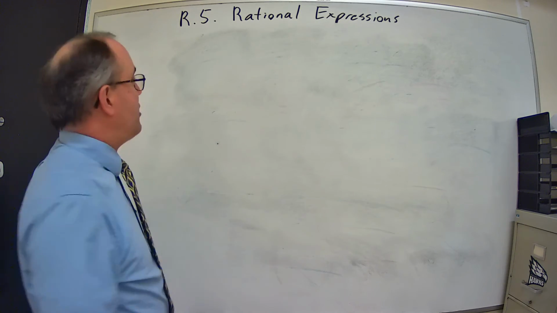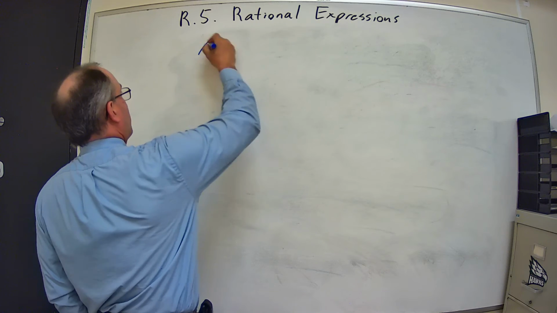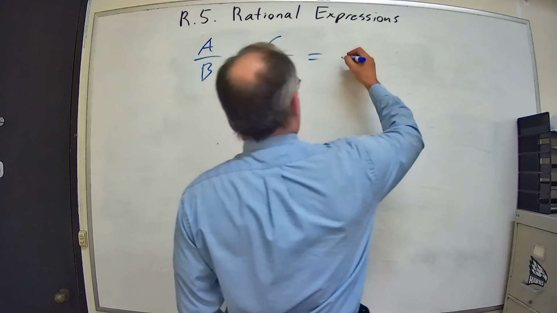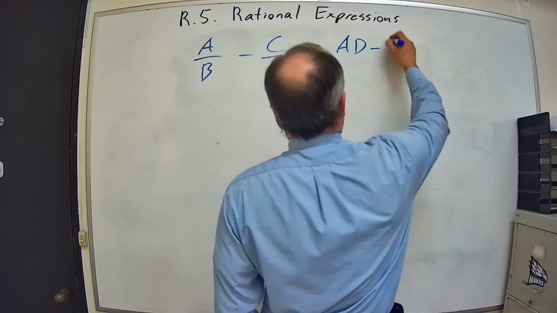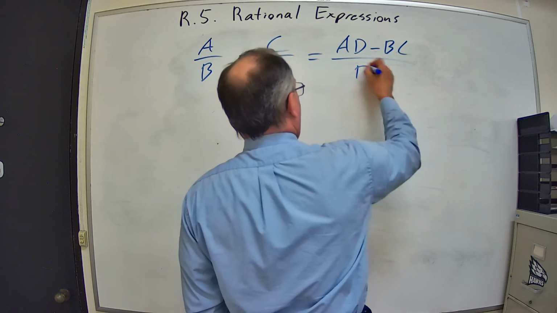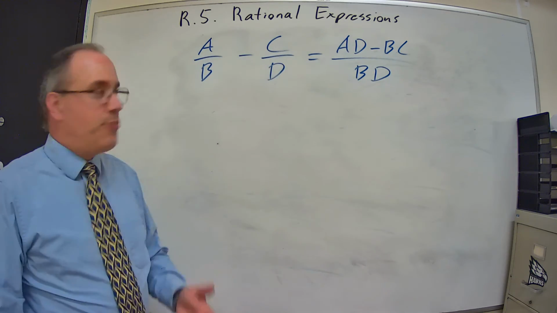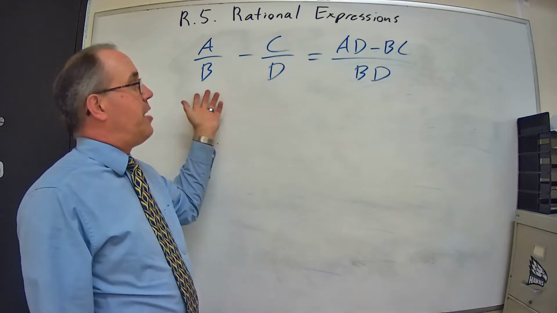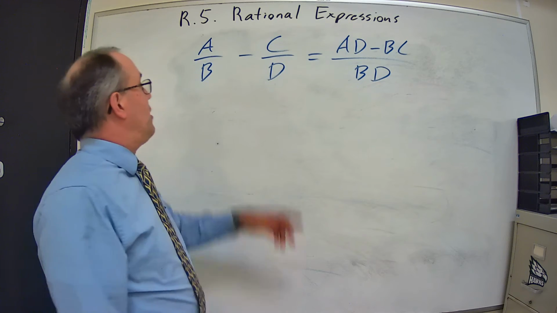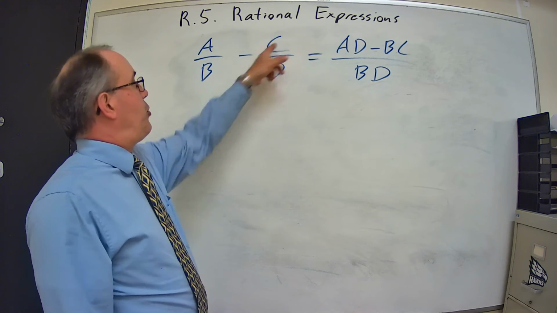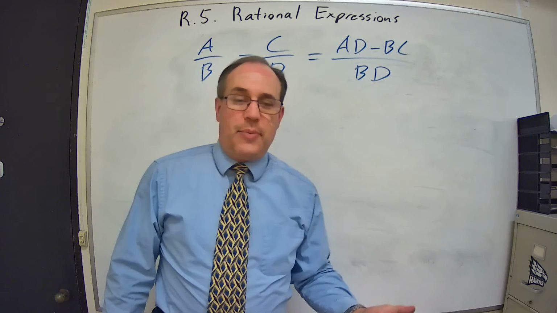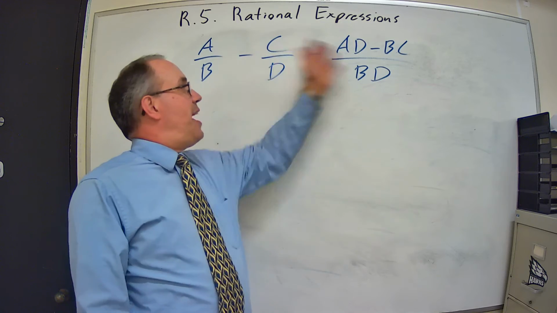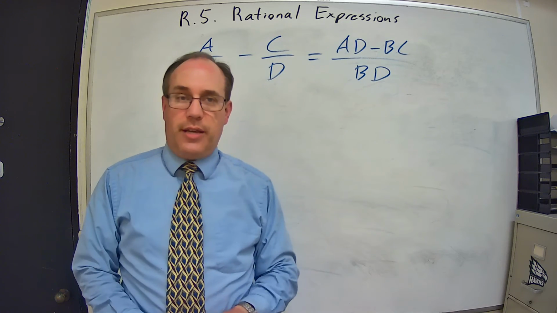Now, if you deal with subtraction, no real difference. A over B minus C over D is equal to AD minus BC over BD. The only thing that changed was we called that minus and we called that minus. You still need a common denominator, which is going to be the product of those two. You're still going to have to multiply this by that one and multiply this by that one, and we end up with the same thing. So I'm not going to show an example of that because it's really the exact same process.